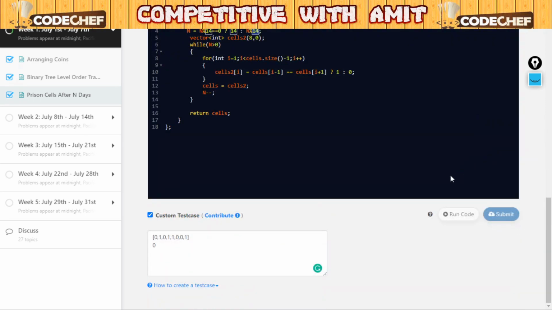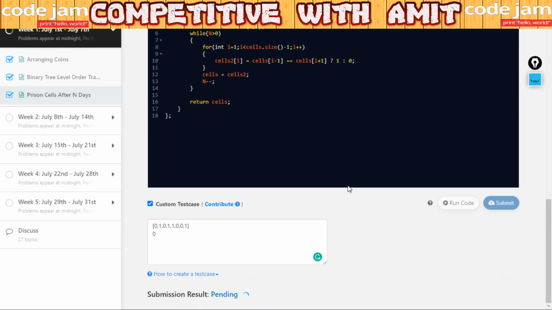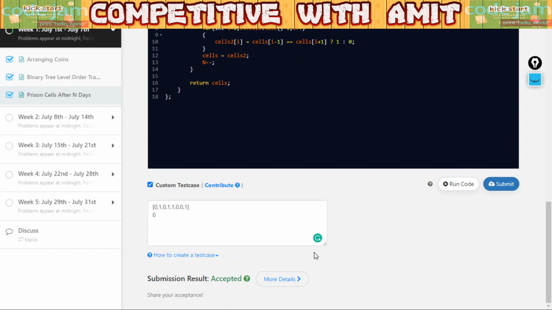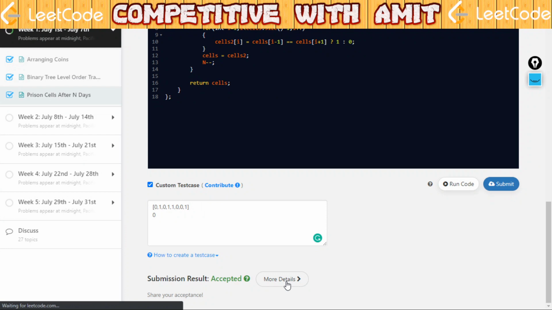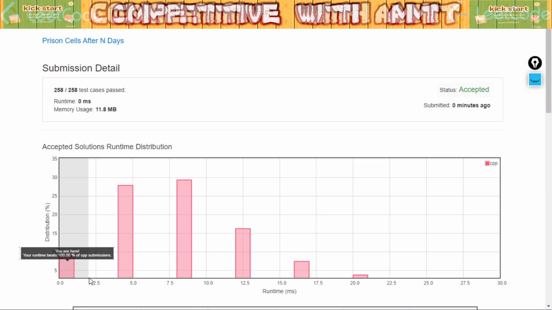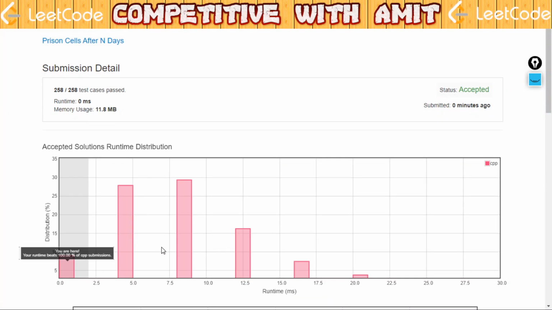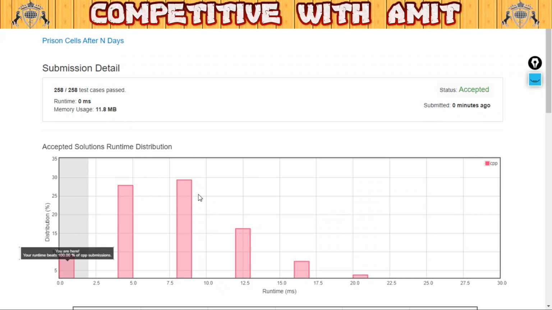So now if we submit the solution, I'm getting the correct answer. And if we see more details, it beats 100% of the C++ submissions. So we will use this method only.